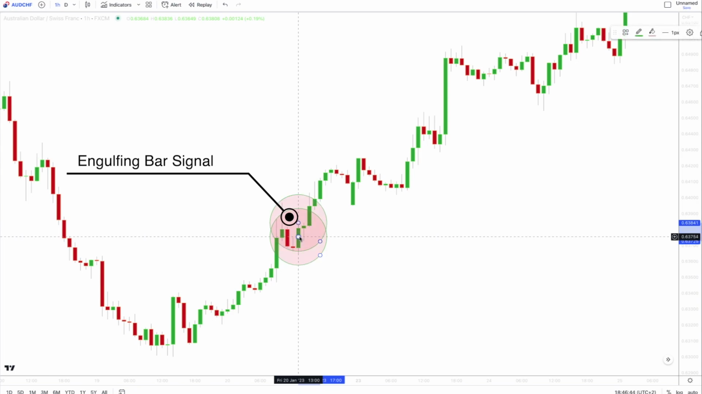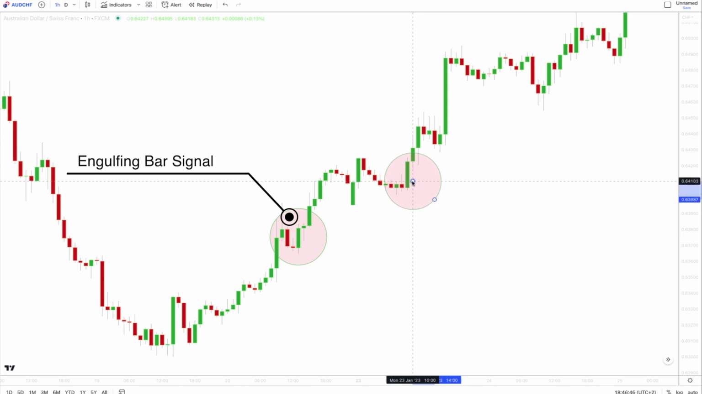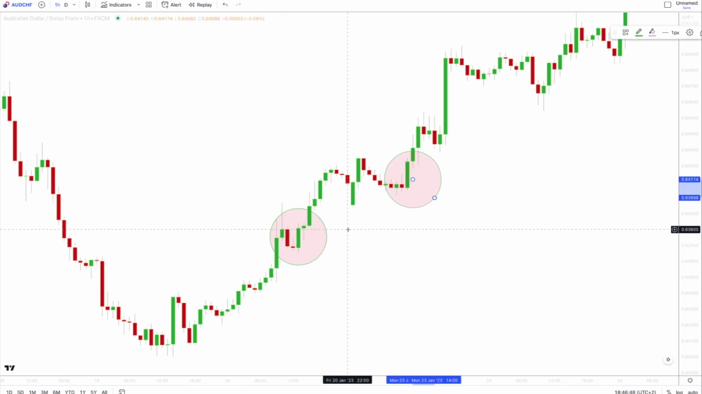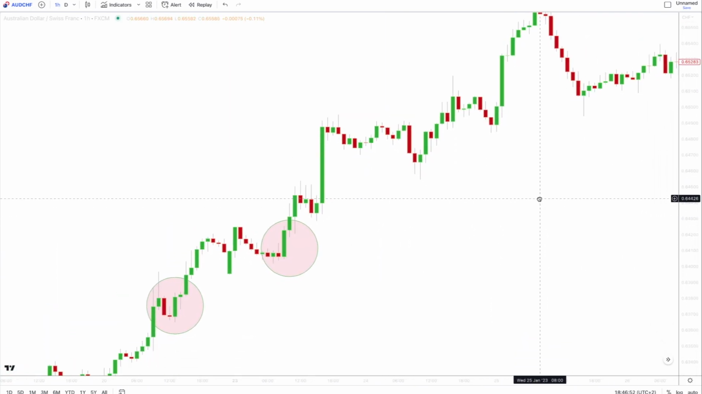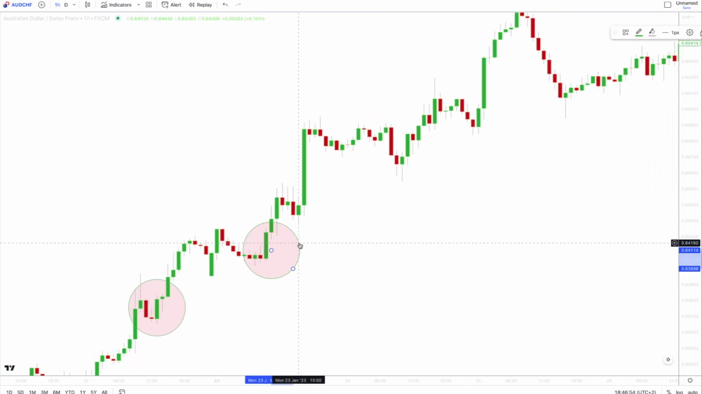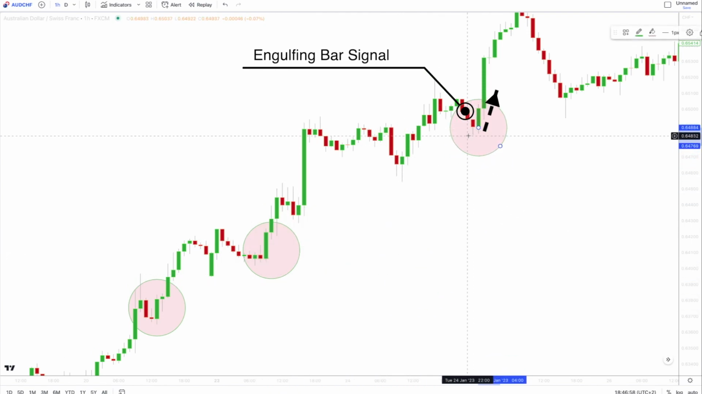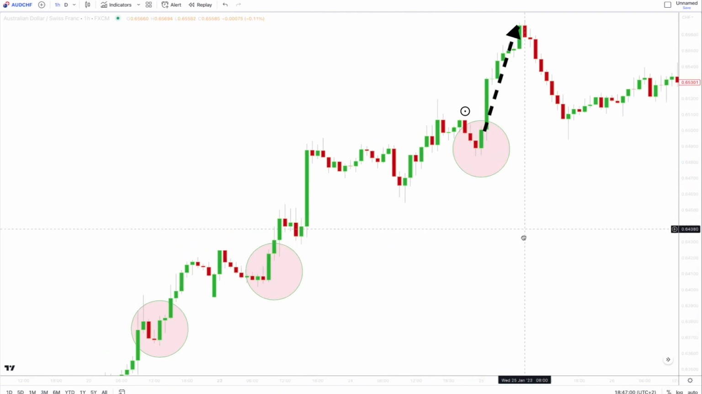Let me give you an example. Based on the size of the candles, it is evident that there is a clear uptrend in the market, and it appears to be a strong one. Therefore, you can use engulfing bars as a strategy to join this trend. In particular, the current engulfing bar presents an excellent opportunity to enter the uptrend.